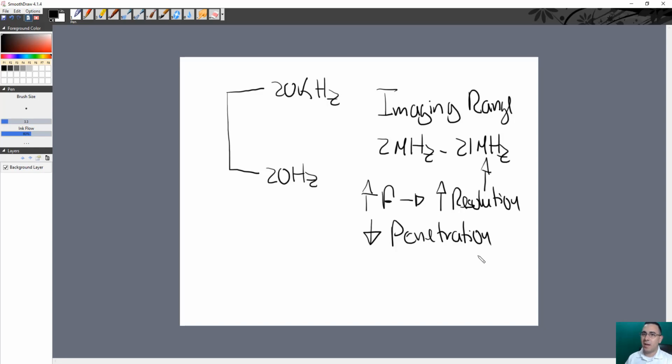Because this system uses a high frequency, it's pretty useful for nerve visualization, tendons, ligaments, and joint spaces. But if you're going to go deeper, the convex is going to help you more. That's a low frequency transducer. So don't forget about this. More frequency is going to give you better resolution, but less penetration. The other way around, if you have less frequency, then you're going to have less resolution, but more penetration. And well, that's the imaging range.